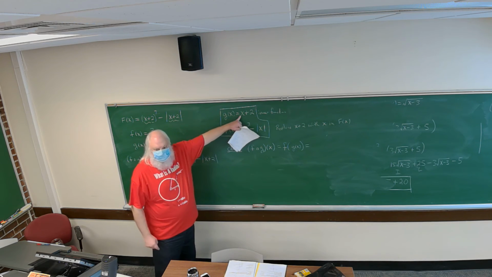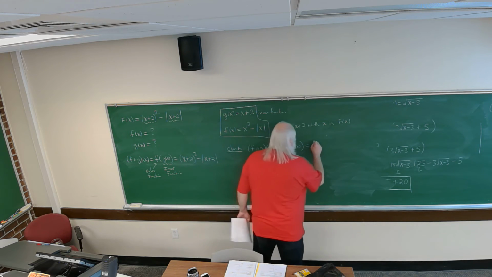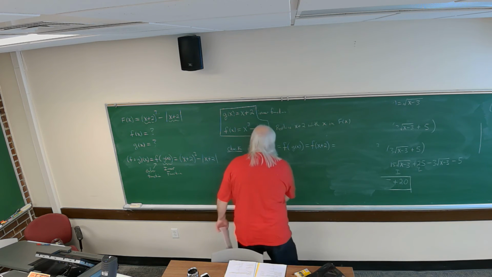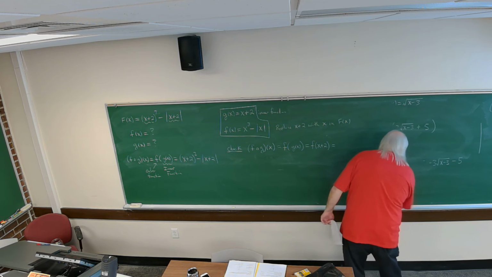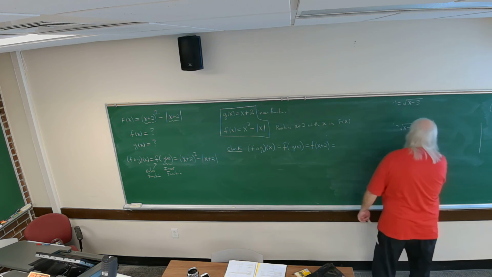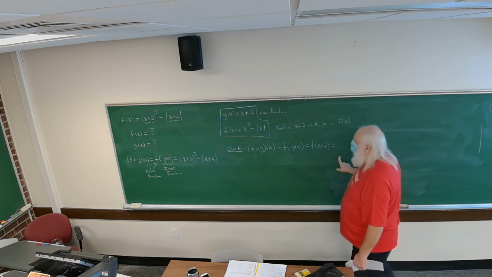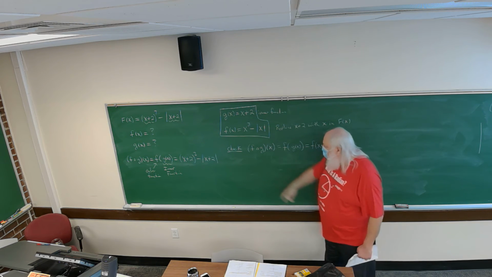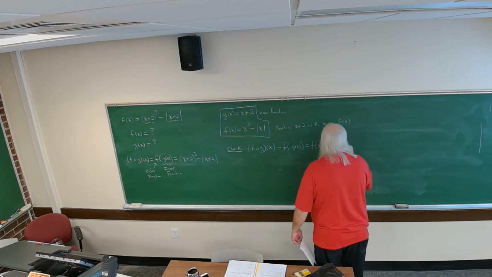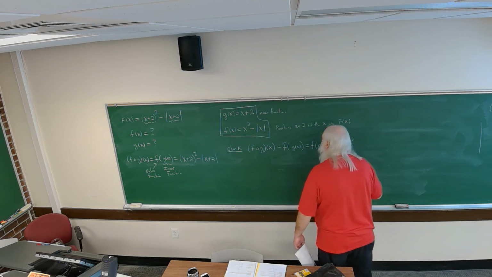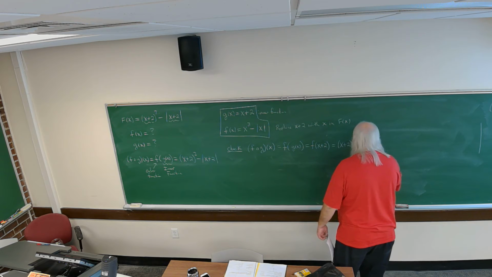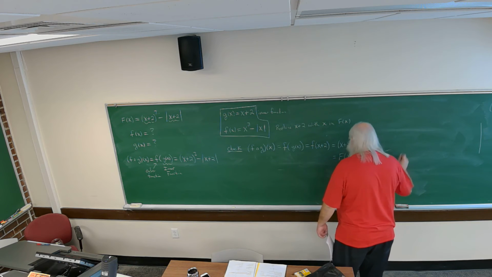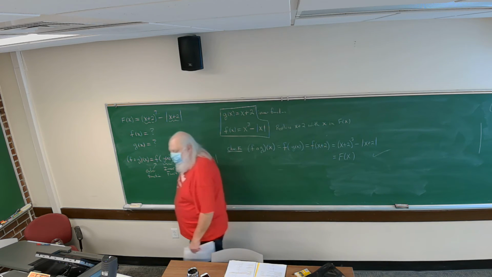What's g of x? x plus 2. And now when we evaluate f of x plus 2, what do you do? You put in x plus 2 in for x in f of x. And so when you replace x with x plus 2, you have x plus 2 cubed minus the absolute value of x plus 2, and that's equal to big F of x. So it checks, okay? It works.